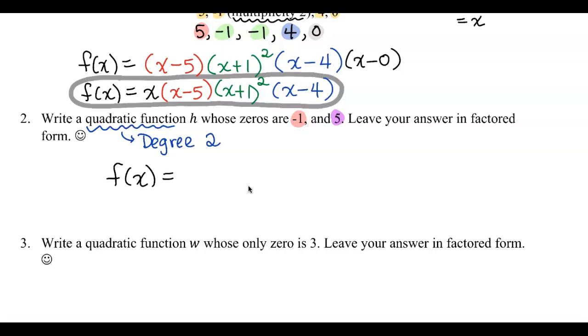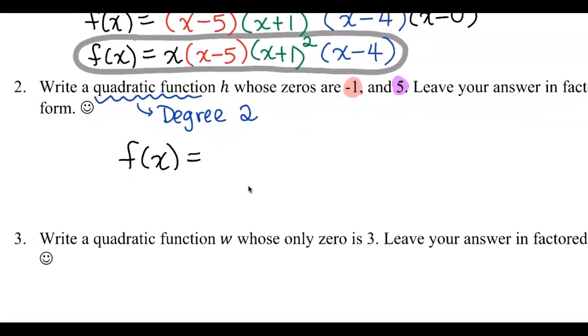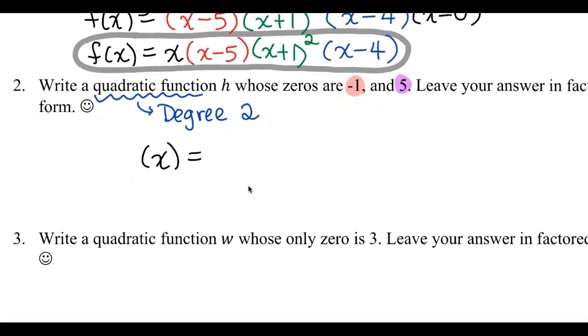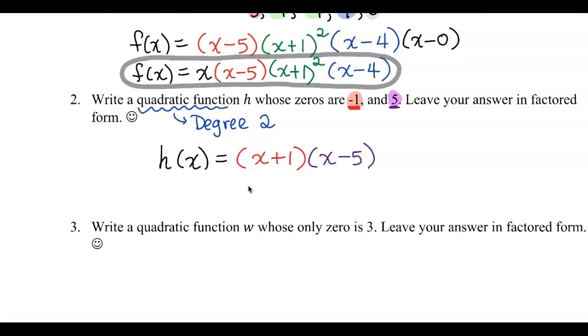Oh, I wrote the wrong function name down. This guy is not called f of x. This guy is called h of x. I almost missed that part. If the 0 is -1, then the factor will be x plus 1. If the 0 is positive 5, then the factor will be x minus 5. We have a quadratic function in factored form, so we are done with this problem.